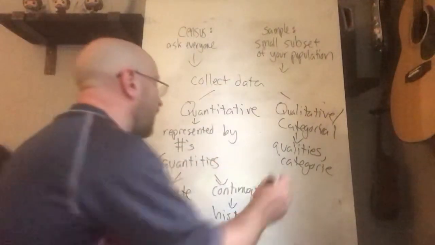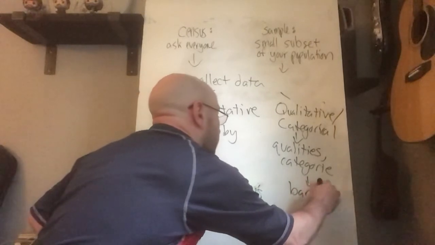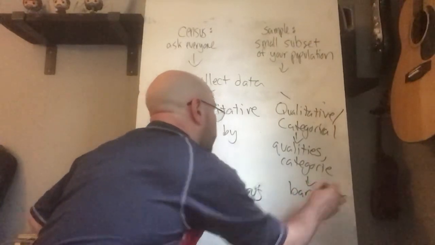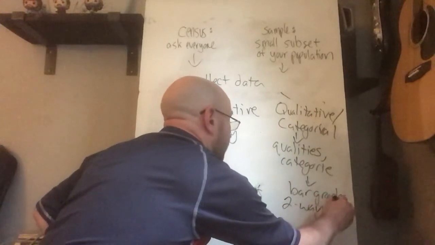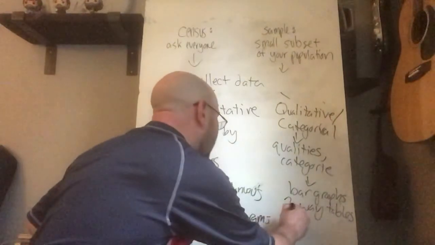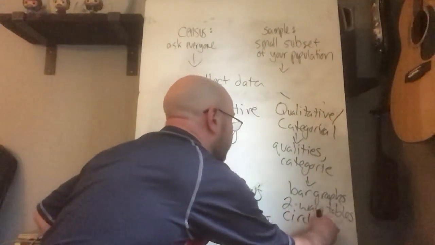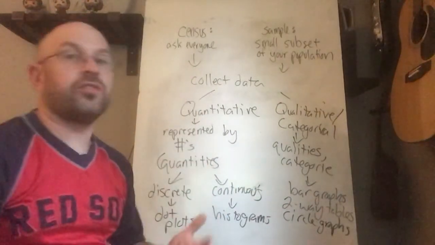For qualitative or categorical, you can represent it using bar graphs. Two-way tables are good too. You've probably seen pie charts before too, or circle graphs. You're not going to use them too much in this course, but that is a way that you can represent this stuff. And this is just to kind of get you started, of course.